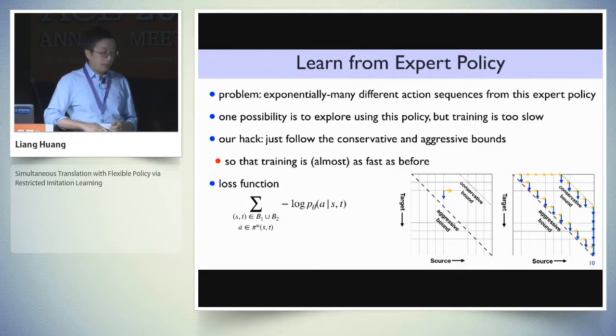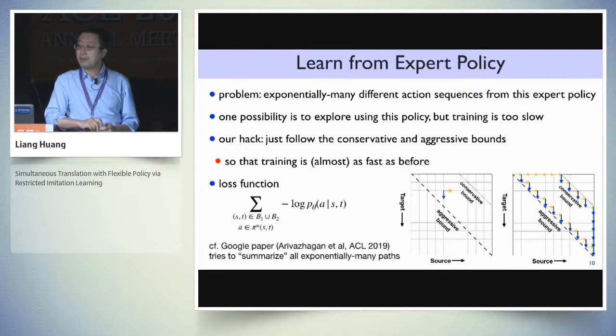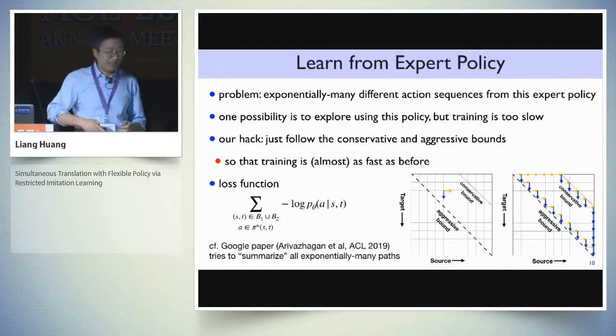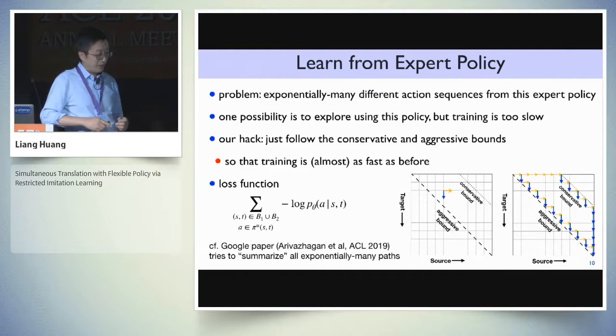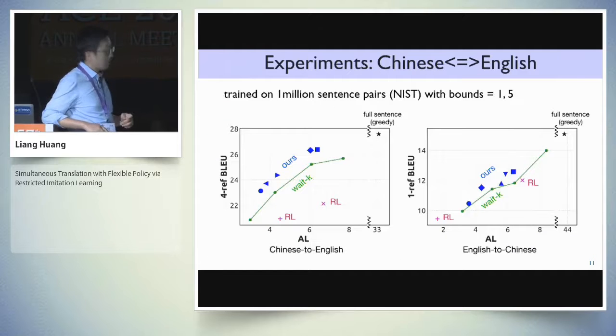And I have to say that the Google paper presented on Monday tries to summarize all the exponentially many paths, which is a more beautiful idea. We initially thought we actually wanted to go in that direction as well when we first started, but it's just way too slow to train, and they probably have slightly better infrastructure for TPUs and stuff. But the idea is actually very beautiful in that paper. But our stuff is much easier.